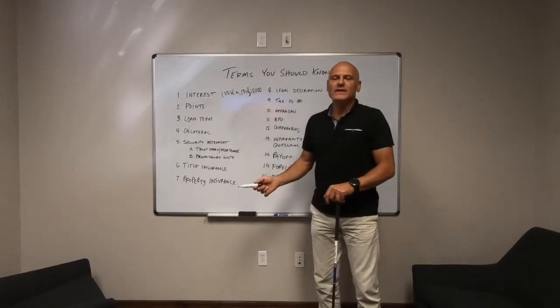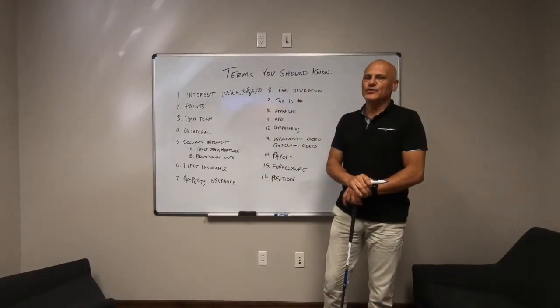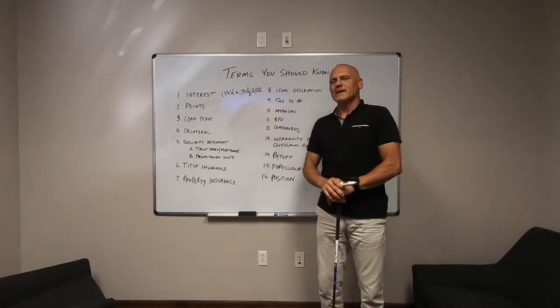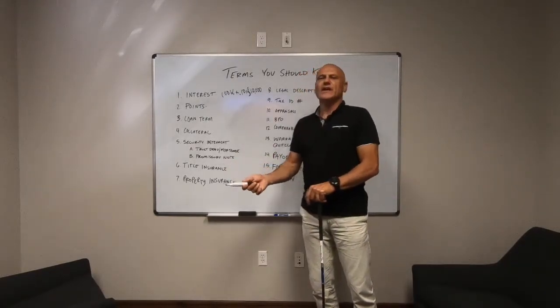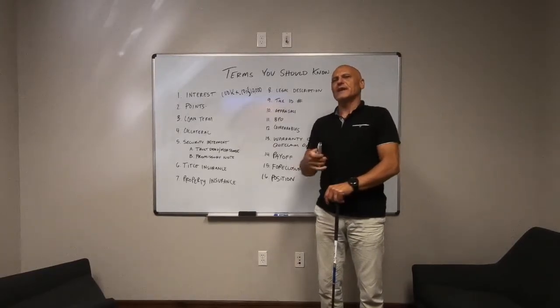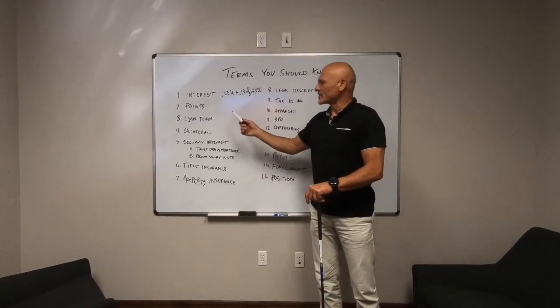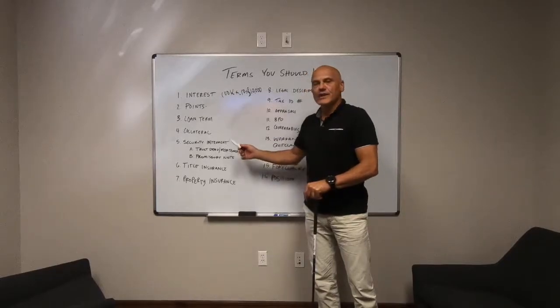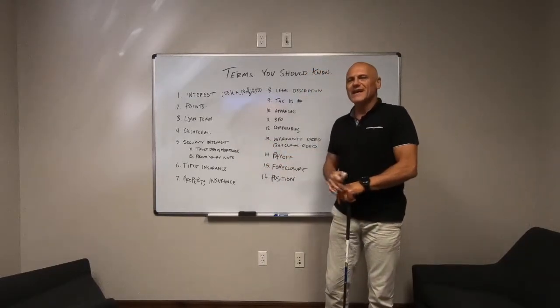The collateral is the piece of real estate that you're using. So when somebody says, what's my collateral? Let's say it's a residential house, a piece of land, commercial land, apartments, it could be anything. That's your collateral. The security instrument is what securitizes your loan.